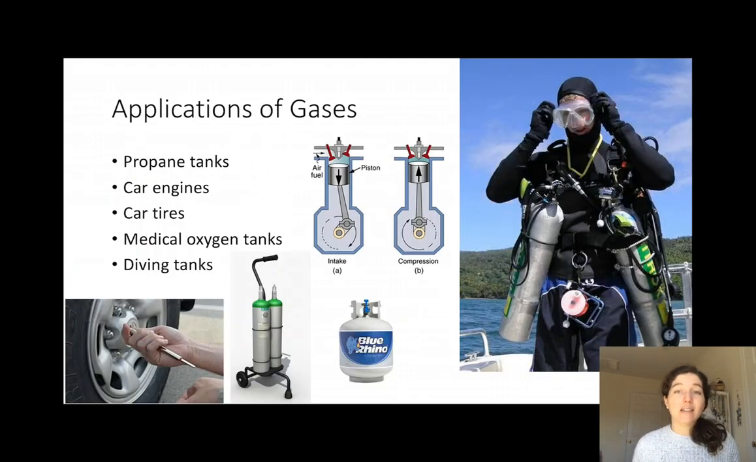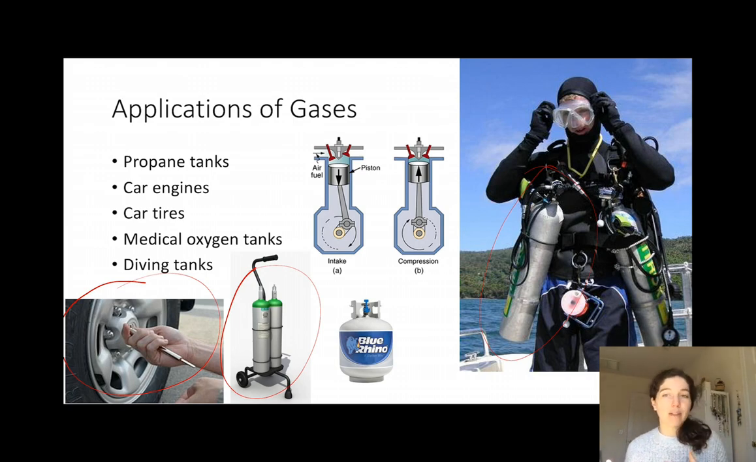You've probably seen gases in a lot of applications. We see them used in things like propane tanks, again combustion reactions, and car engines, also combustion reactions. You see gases in applications like your car tires. This is really important: medical oxygen tanks. We also use gases for diving tanks. Anytime you see a tank of some sort, it usually contains a gas, and these can be produced or used via chemical reactions.